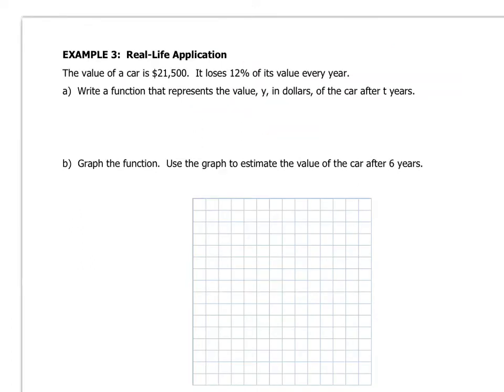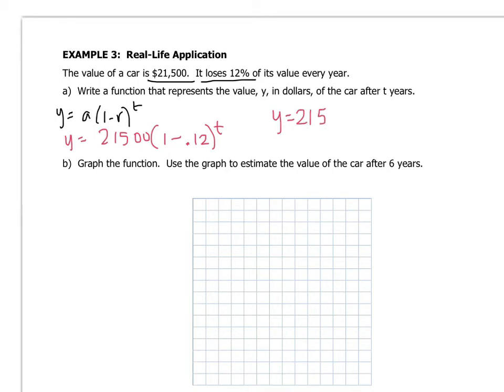Last example, the value of a car is $21,500. That would be our initial amount. It loses 12%. That would be our rate every year. Let's write a function. So the formula is y equals a times 1 minus r to the t. So we plug in what we know. A is 21,500. R is 12%. So let's just simplify that a little. Y equals 21,500 times 0.88 to the t.